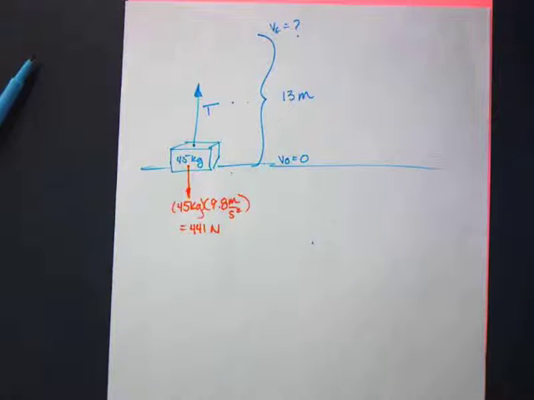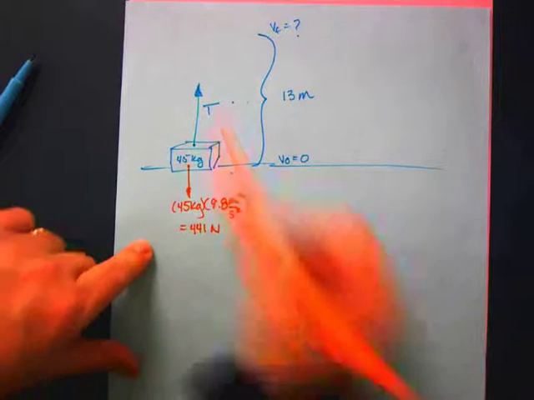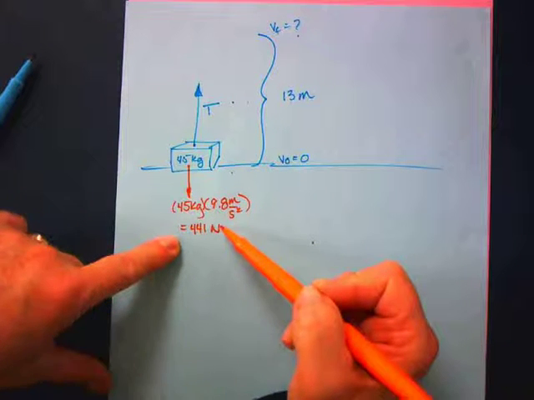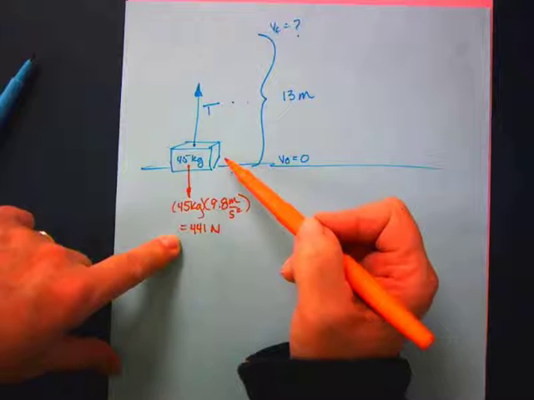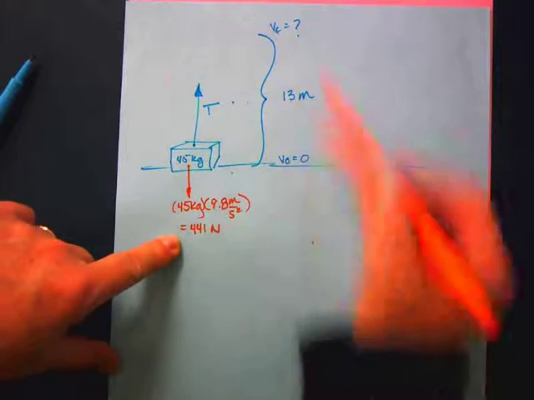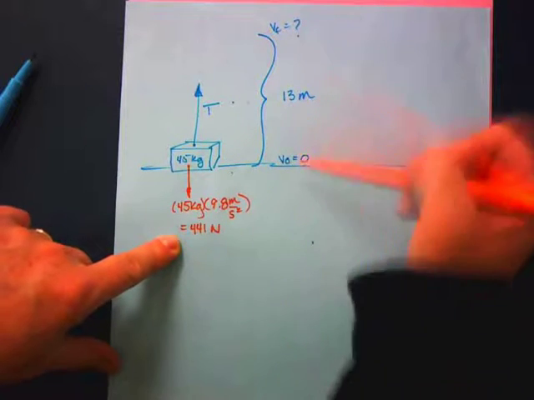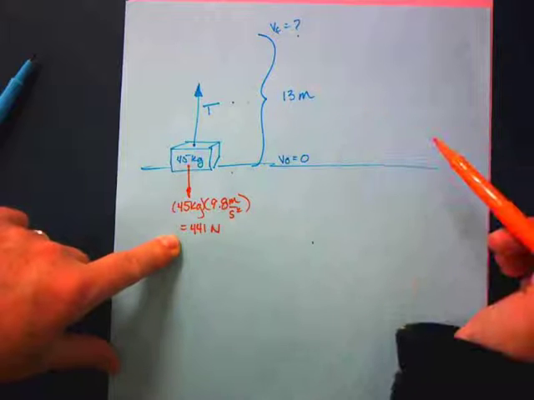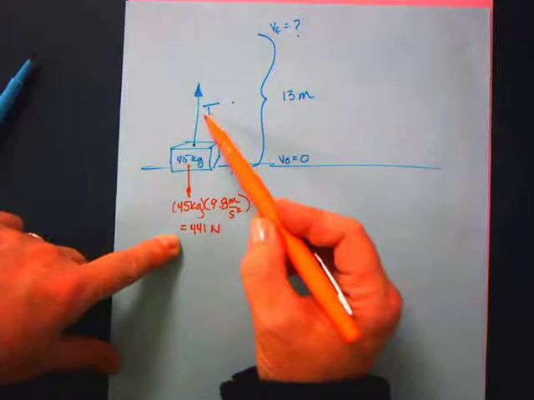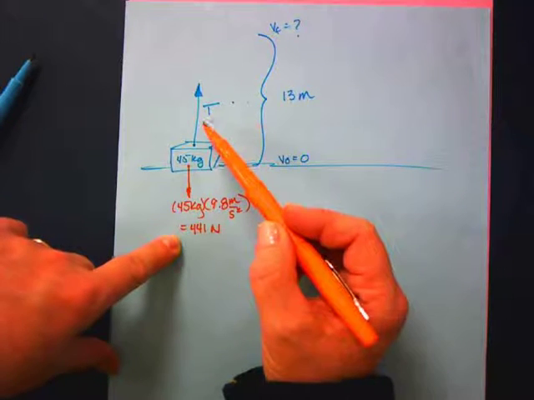Should T be greater than, less than, or equal to 441? Greater. You've got to overcome the weight, right? If I pull at 441 exactly, what am I going to do? Nothing. I'm just going to tension the rope to 441, but it's not going to lift the crate, right? So we know that T has to be greater than 441. How much greater will be reflected in the conditions of the lifting, the kinematics part.